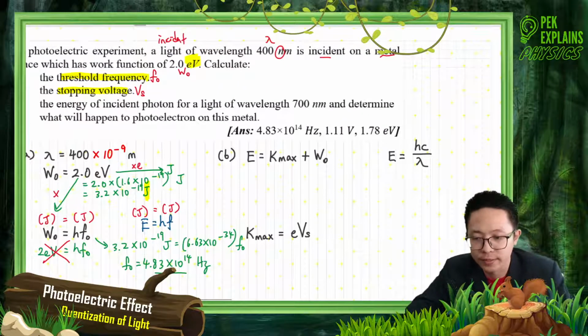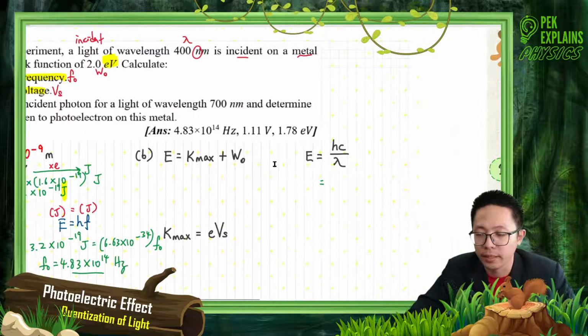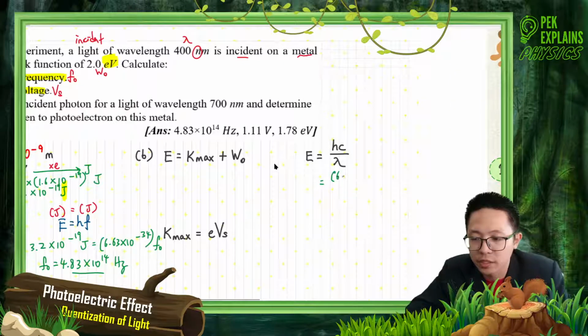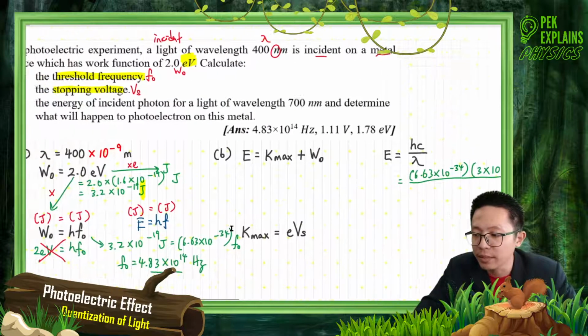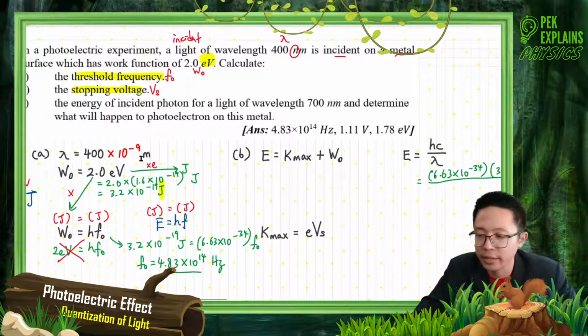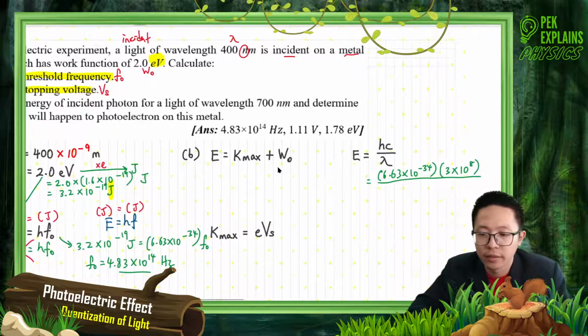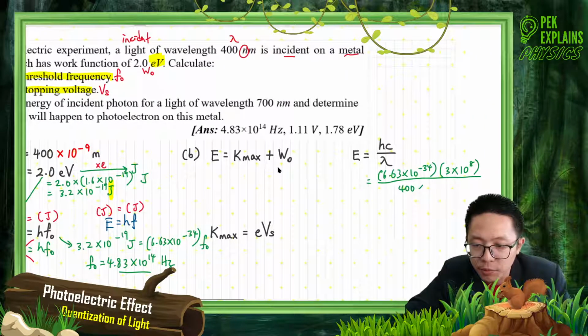Let's find that first. hc over lambda. h is 6.63 exponent negative 34. You can find this value in the list of constants. The c is 3 exponent 8. And then lambda is 400 exponent negative 9 meter. Already changed to SI unit.